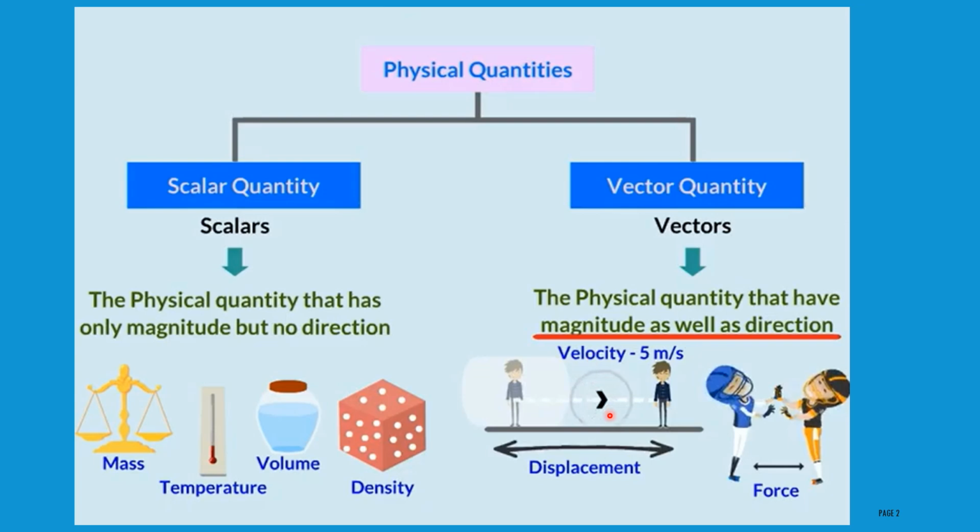Here assume the boy is moving with a velocity of 5 meter per second. Here 5 is the numerical value, then the boy is moving in this direction. Therefore a vector will give a numerical value also, and it will show direction also. Then here consider two girls, they are pushing each other. They are pushing in opposite directions, therefore it is showing the direction. When they are pushing, they are applying a force on each other, therefore force is also one of the best examples of a vector quantity.